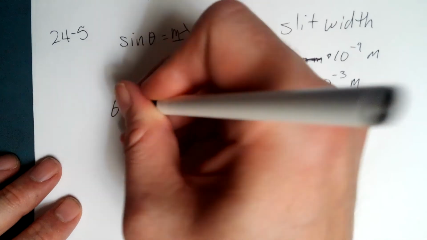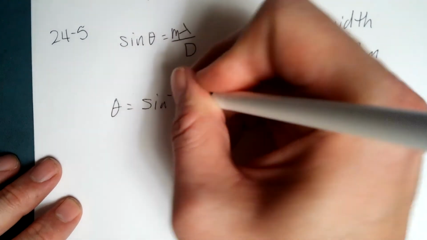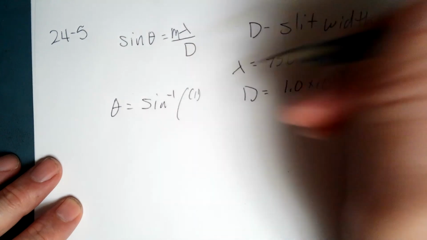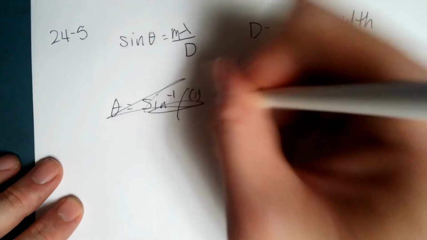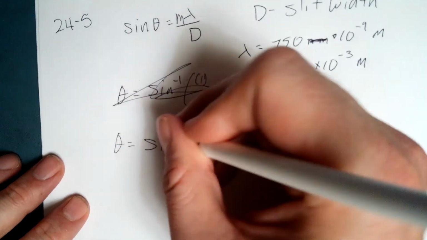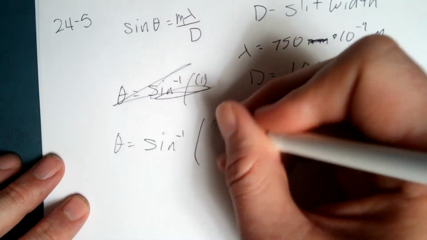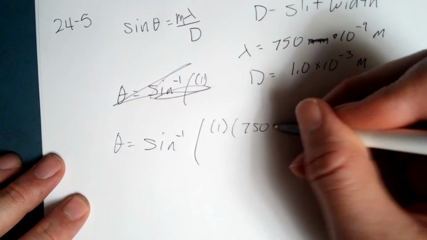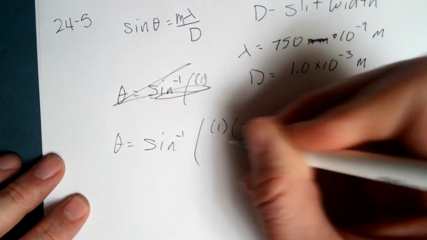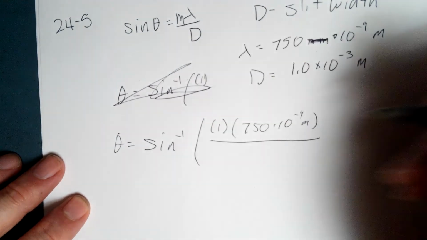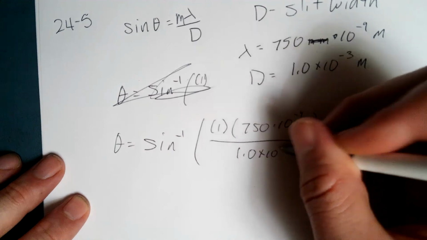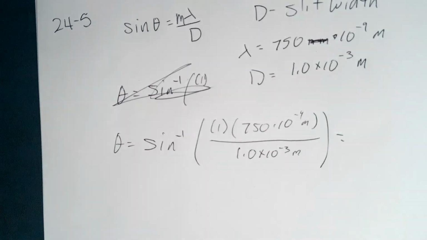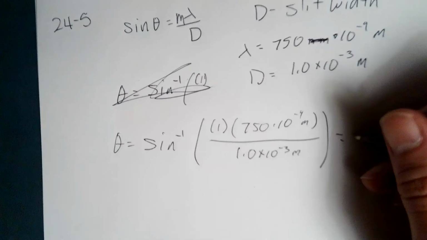So let's see, inverse sine of m, so that's 1. Inverse sine of 1 lambda divided by d. I'm going to trust that that comes out as 49 degrees.